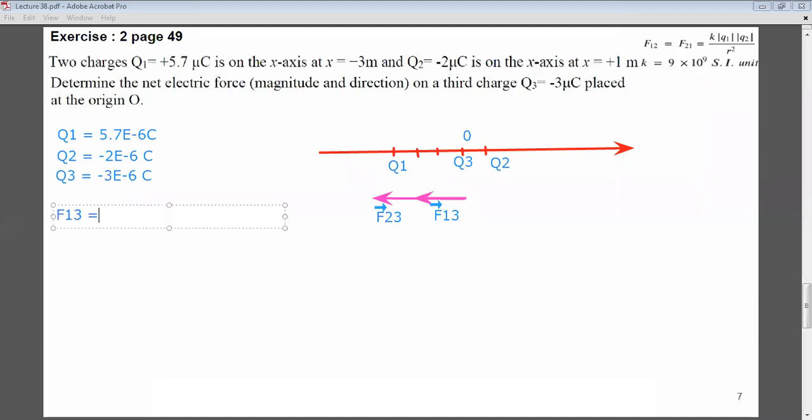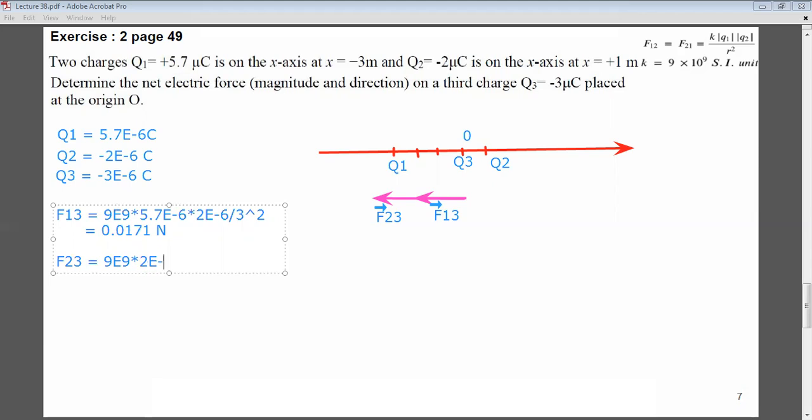So F13 is equal to K, which is 9 to the power 9, times Q1, which is 5.7e-6, times the absolute value of Q3, which is 3e-6, divided by the distance between Q1 and Q3. How much is the distance between Q1 and Q3? It's 3 meters. So this is 3 squared. F13 is equal to 0.0171 Newton.